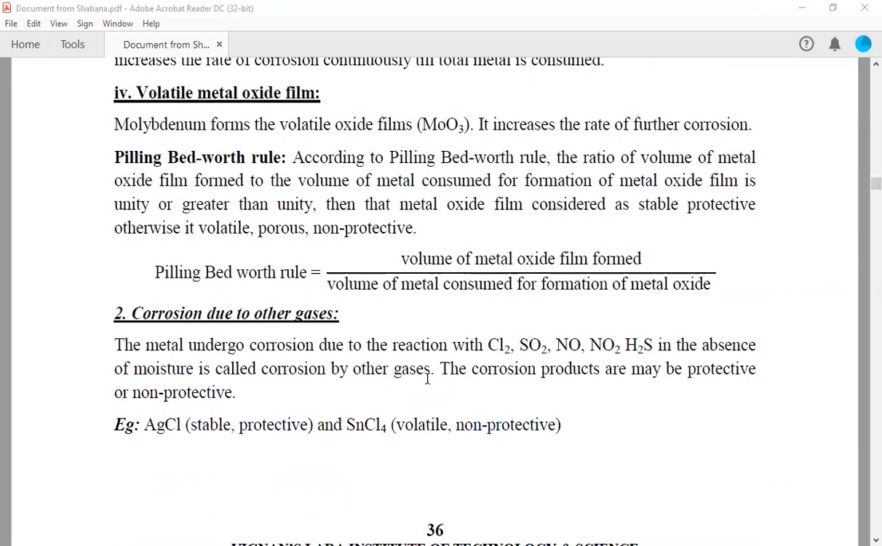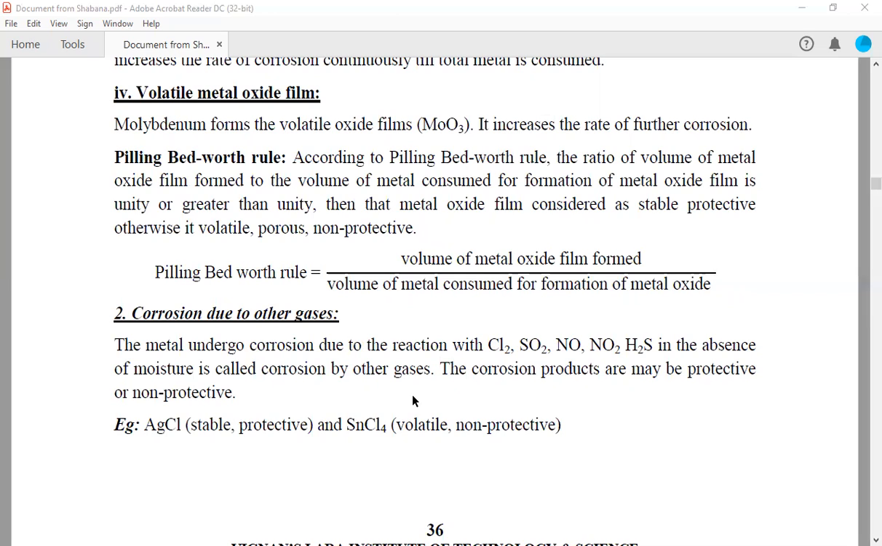The metal undergoes corrosion by reaction with gases like sulfur dioxide, carbon dioxide, chlorine, and H2S, which also cause chemical corrosion. The extent of corrosion mainly depends on the reactivity of the gas on the metal surface. That means the corrosion product is a metal compound, and the nature of the metal compound determines the corrosion.